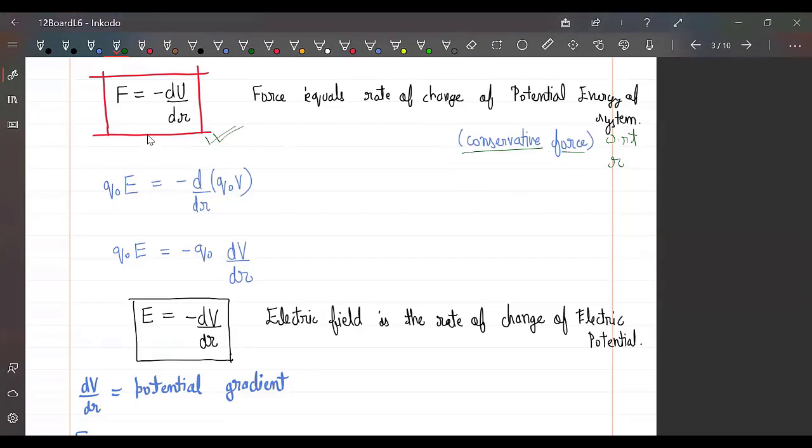For a point charge, you can write F is equal to Q naught E and U is equal to Q naught V. And the Q naught get outside and they get cancelled. So we get E is equal to minus dV by dr. So electric field is the rate of change of electric potential with respect to r. That is called the potential gradient. dV by dr is the potential gradient. Gradient means change with respect to distance, r.